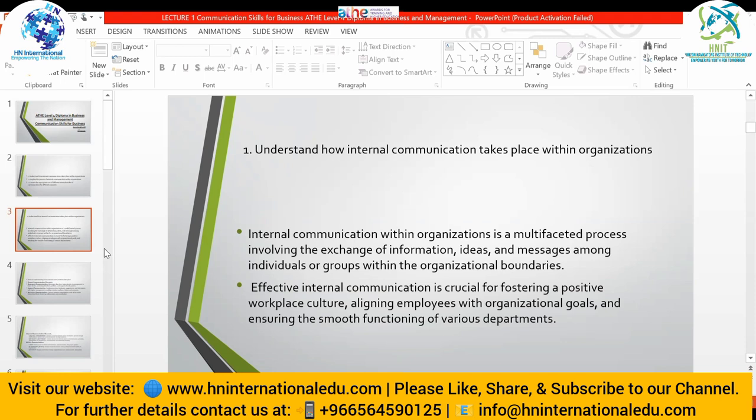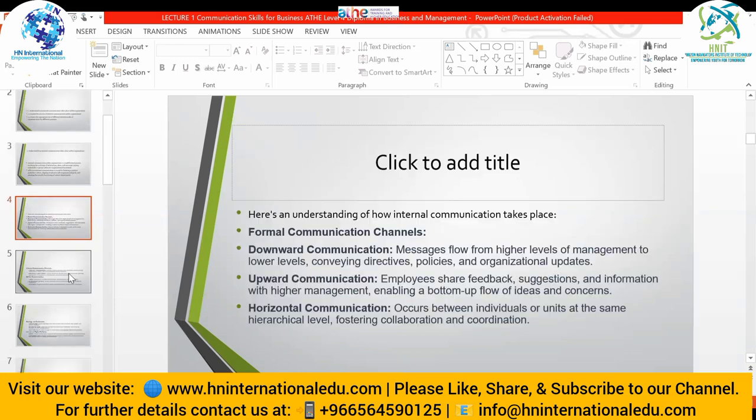Effective internal communication is crucial for fostering a positive workplace culture, aligning employees with the organizational goals, and ensuring the smooth functioning of various departments. When there is clear and smooth internal communication, then there are fewer chances of errors and risk because you are communicating with each other. Everything is going on smoothly. If there is any disruption, then what will happen? It will affect the project's working as well and the overall efficiency of the business.